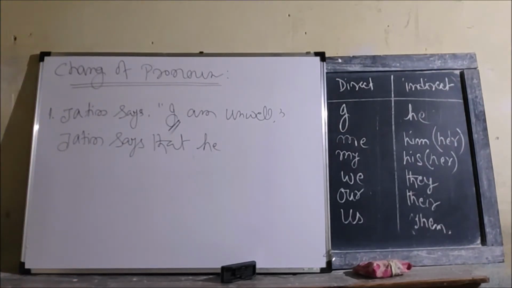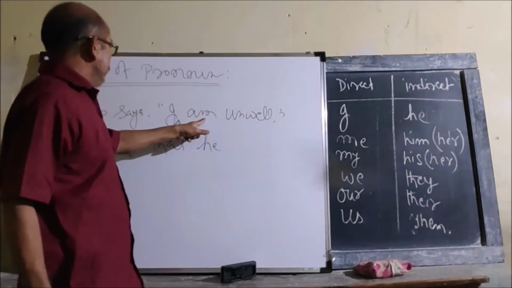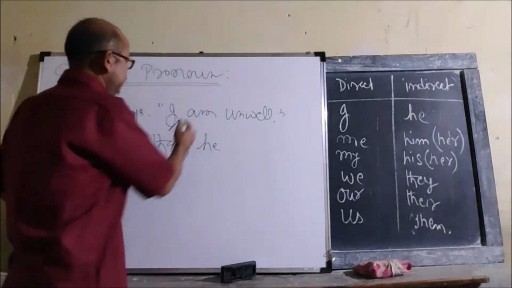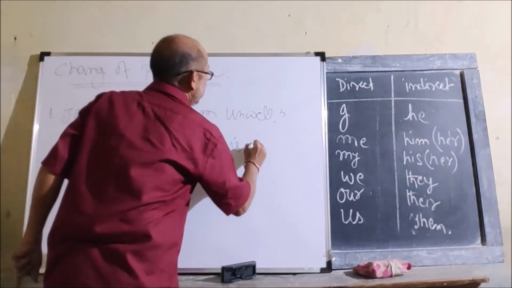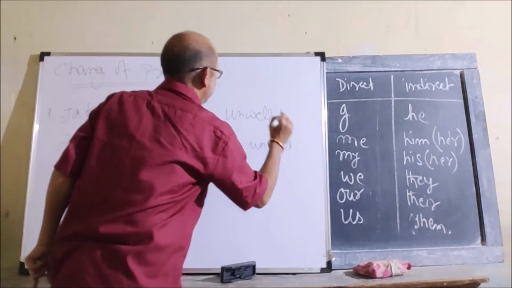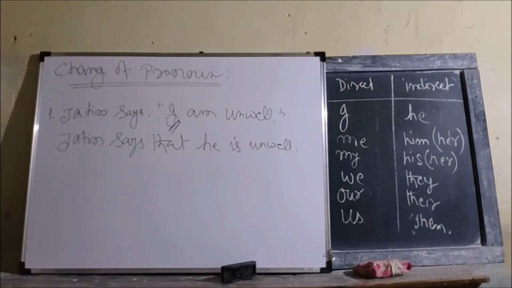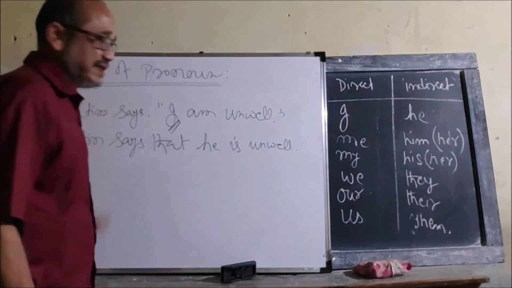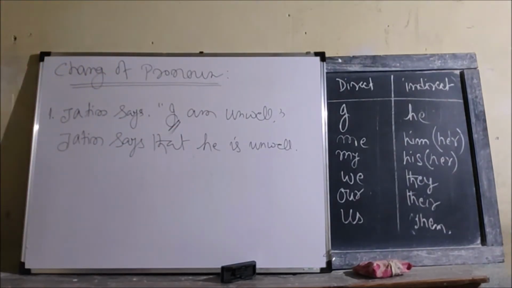I refers to the subject, so I becomes he, and the verb will be: he is unwell. That is the change of pronoun. Change of pronoun means what? The pronoun of the first person in the reporting speech always refers to the subject of the speaker.